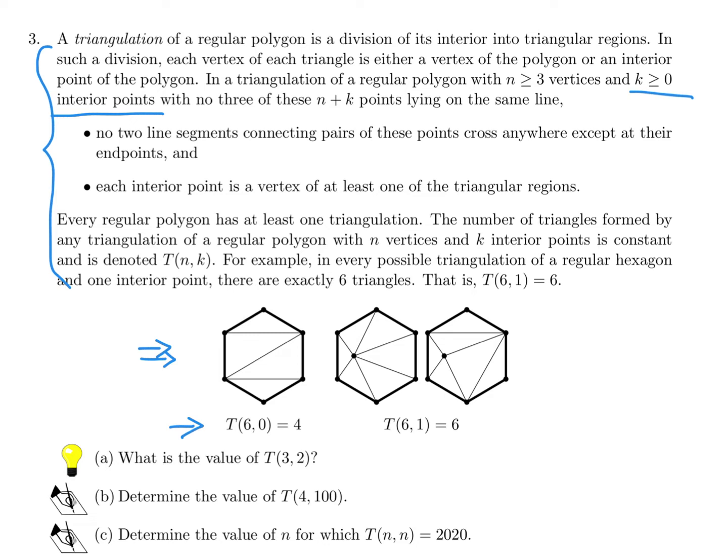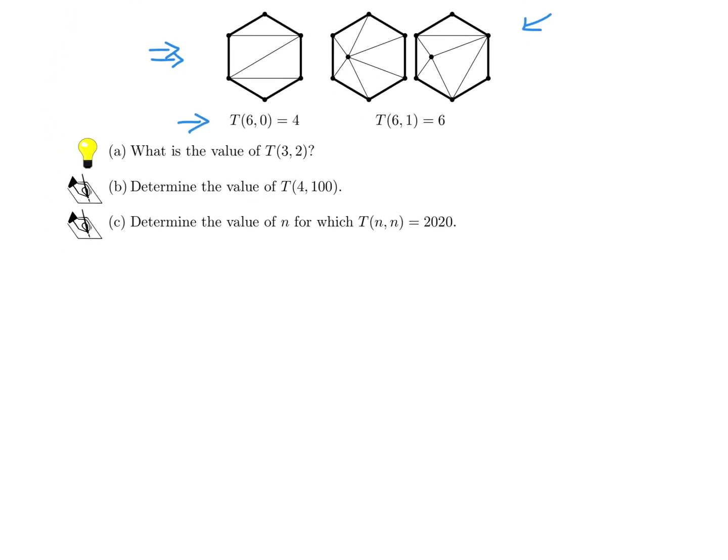Now, this guy over here, they still have 6 vertices, but then they put 1 interior point. So now it's become T61. And when they cut those into triangles, they find that they're able to create 6 triangles, and that's why it's equal to 6. So that's all that is, really. So T32, I've got to basically do that in a diagram.